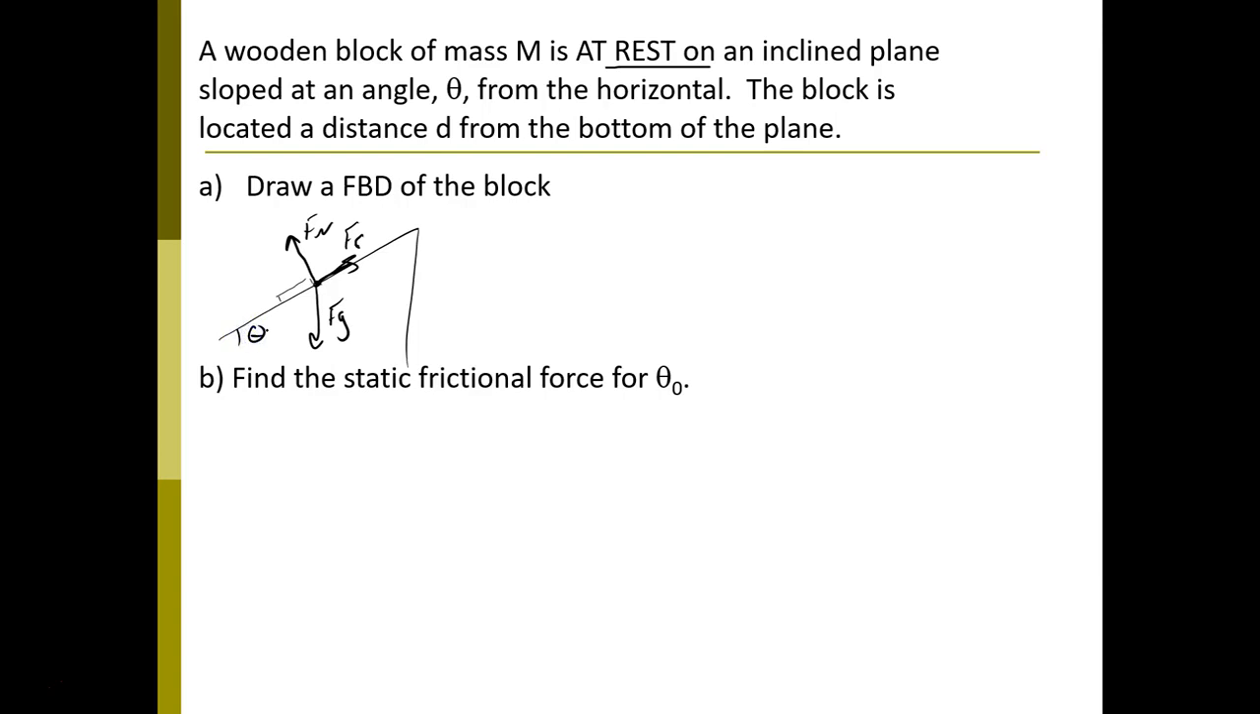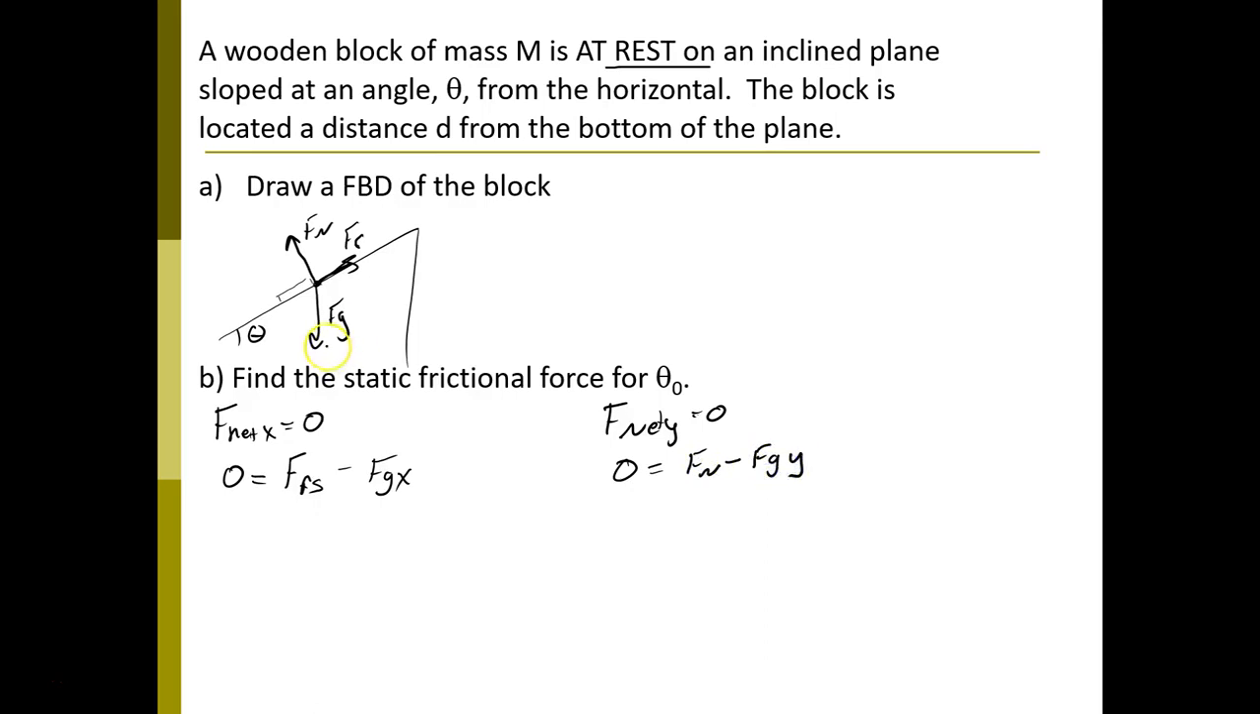Basically all I know is that we're at rest. So my F net x is going to be equal to 0. But I also know that F net y is equal to 0 because I'm not moving in the up or down direction either. F net x is equal to the sum of my forces, which in this case is that frictional force, static friction, minus my force of gravity in the x direction. And my F net in the y direction, which is 0, is equal to the normal force minus the force of gravity in the y direction.